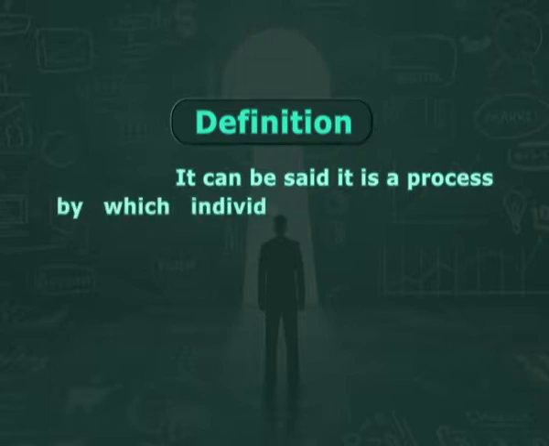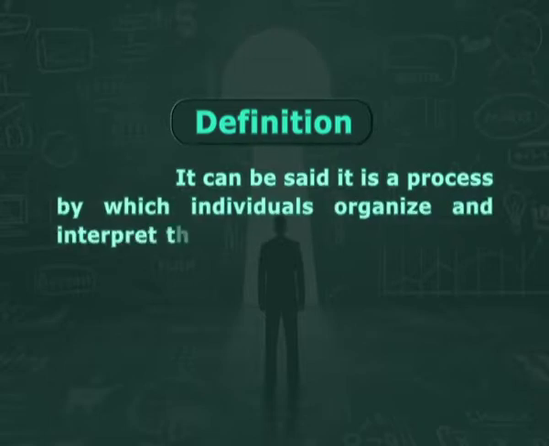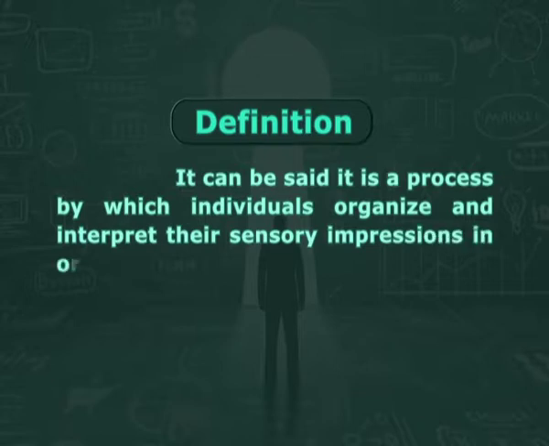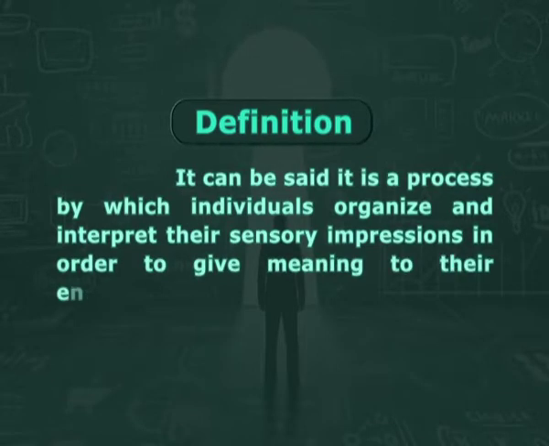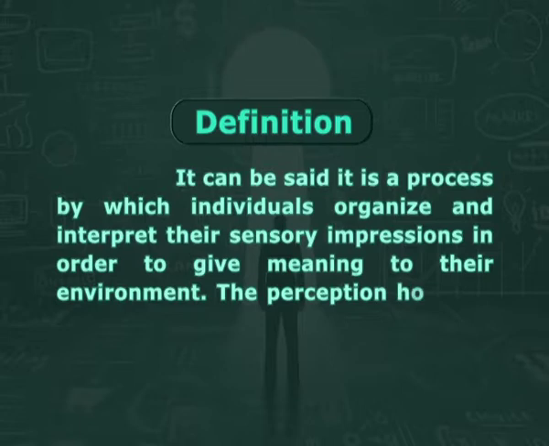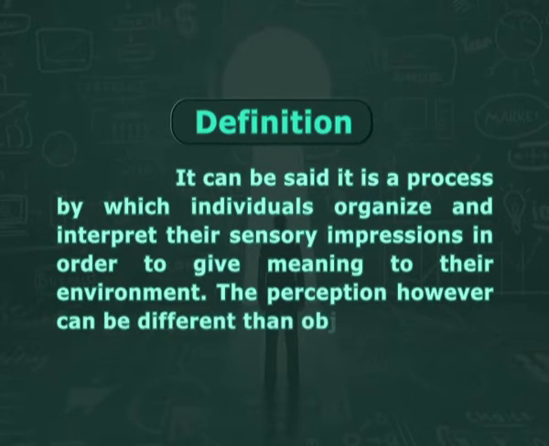Defining perception, it can be said it is a process by which individuals organize and interpret their sensory impressions in order to give meaning to their environment. The perception, however, can be different than objective reality. For example, in the case of a glass half filled with liquid, one can perceive that it is half empty, another can take it as half full, or another perception can be drawn as it is full, half with water and half with air in it.